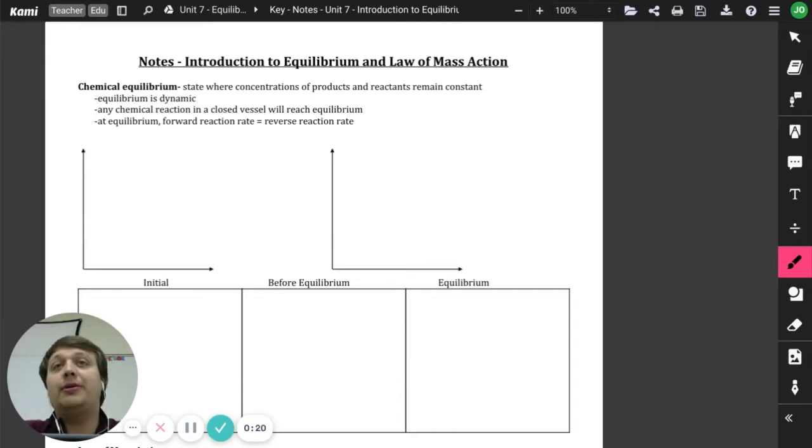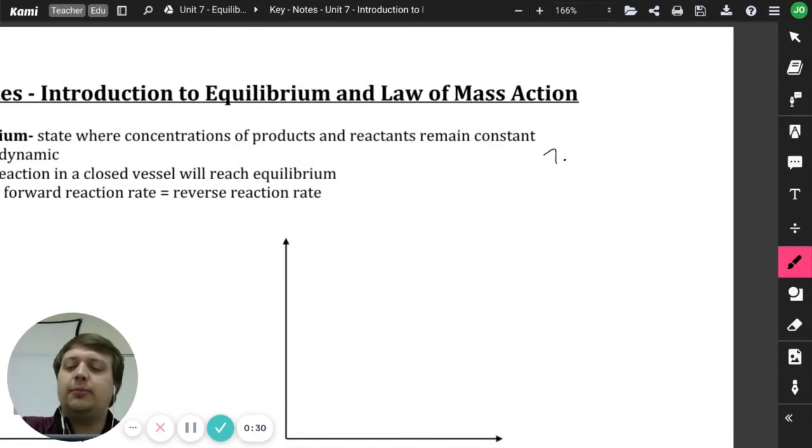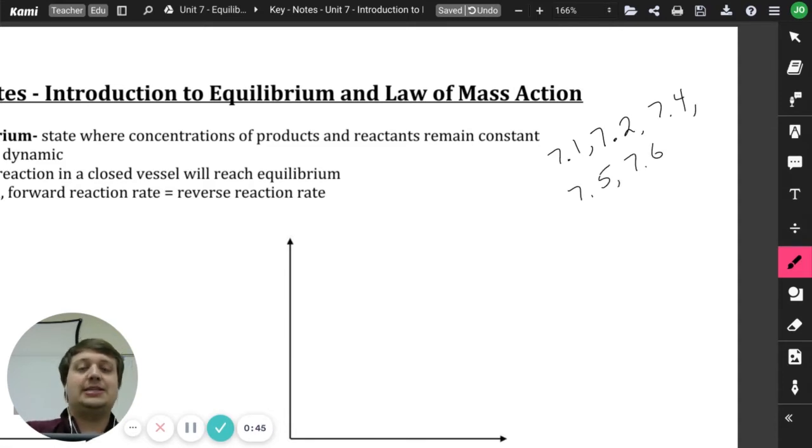Today's set of notes, which is going to be the introduction to equilibrium and the law of mass action, is going to cover the following units. The reason I want to do this, and I'm going to try to start doing this, is this will help you prepare by using those practice topic-based quizzes on AP Classroom. So this is going to be over 7.1, 7.2, 7.4, 7.5, and 7.6.